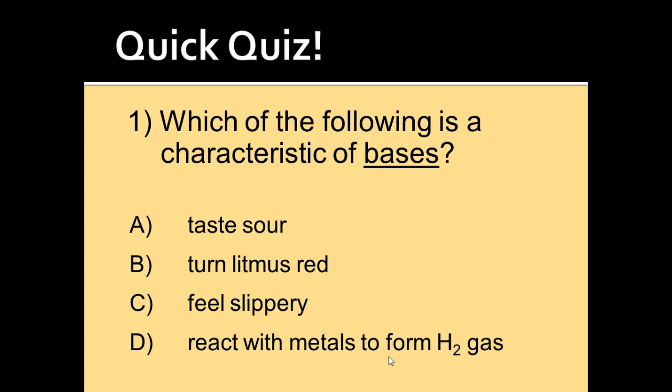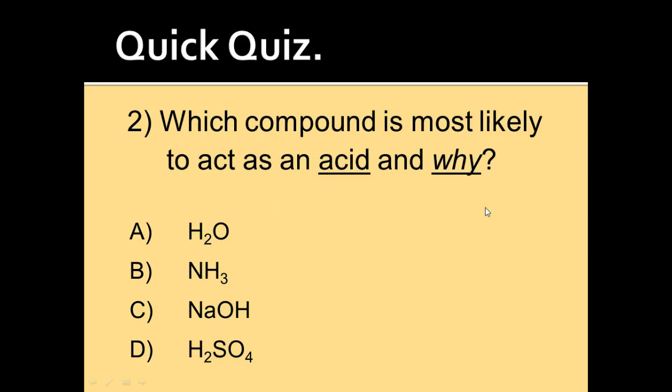And bases finally feel slippery. So just think about soap. Soap is very slippery. And also if bitter was on here, that would also be an answer for a characteristic of a base. And so, which compound is most likely to act as an acid and why? Is it H2O, NH3, NaOH, or H2SO4?